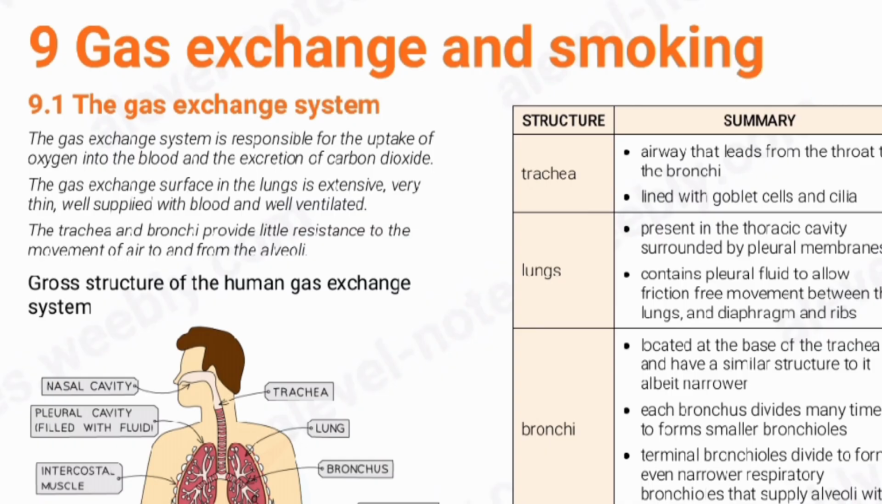Another question can say, outline the function of the smooth muscle in the human gas exchange system. What is the function of the smooth muscle? Number one, contractions and relaxations. Number two, it changes the diameter of the trachea and bronchioles. Number three, it controls airflow in the bronchioles. You need to understand that too.